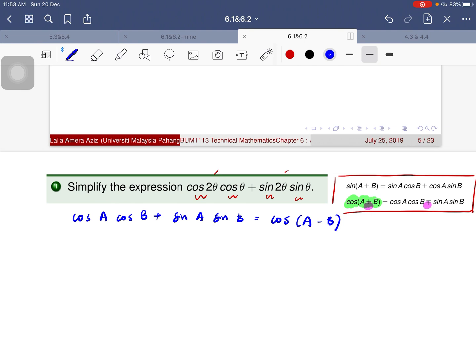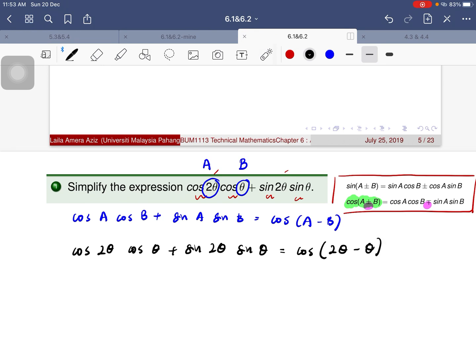And when I have a look at the form that we have over here, what is going to be A? This over here is going to be A, and this theta over here is going to be B. So therefore, if I were to simplify, I can write that using this formula, cos 2 theta cos theta plus sine 2 theta sine theta is actually going to equal cos of A, which in this case is 2 theta, minus B, which is theta.